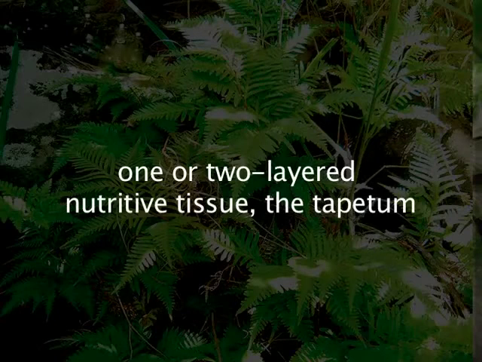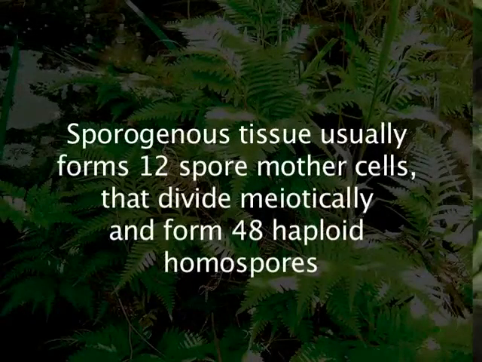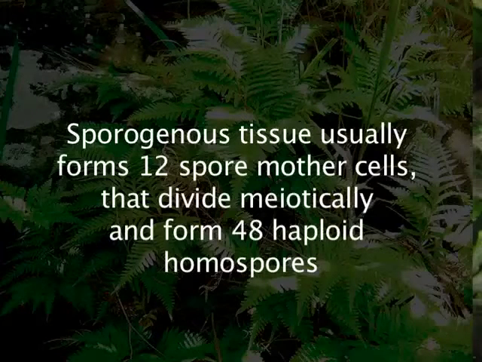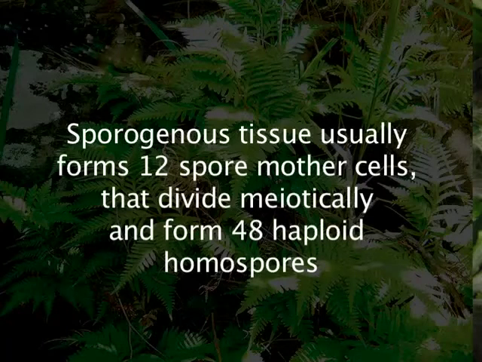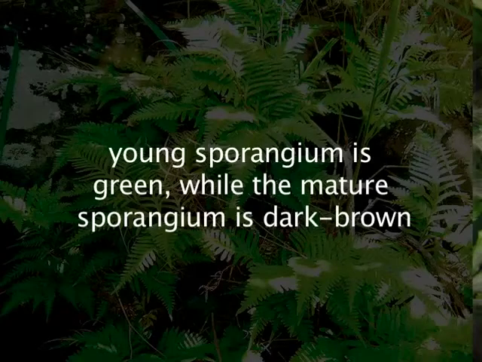Anterior to the jacket, a one or two layered nutritive tissue, the tapetum, is present. It encircles the sporogenous tissue. The sporogenous tissue usually forms 12 spore mother cells that divide meiotically and form 48 haploid, morphologically similar spores, that is, homosporous. The young sporangium is green while the mature sporangium is dark brown.